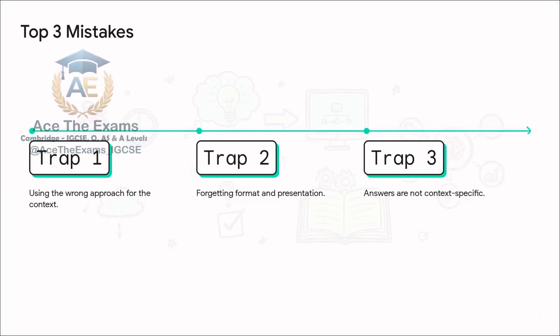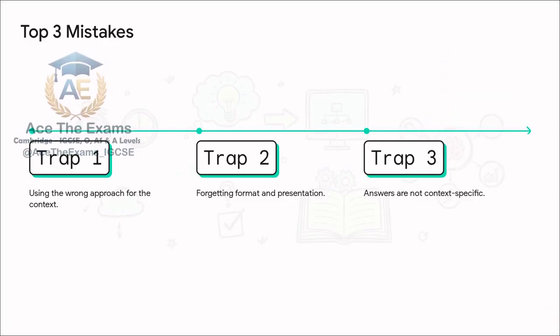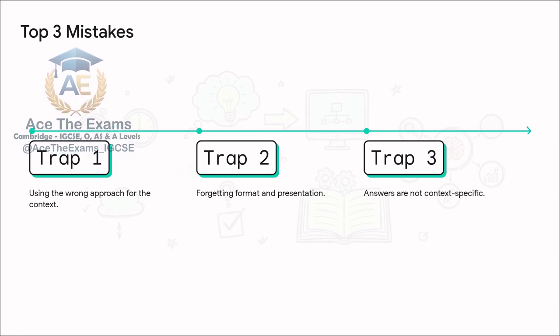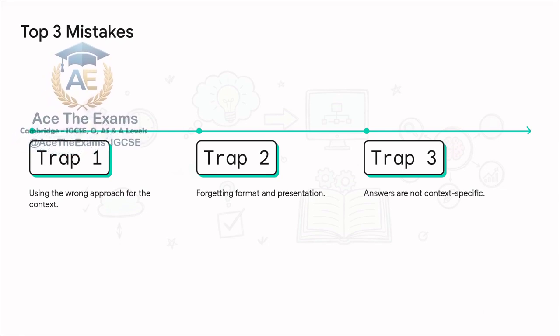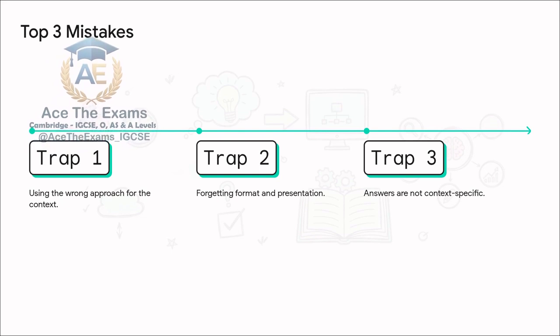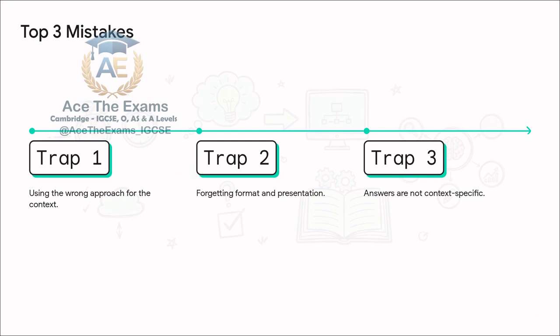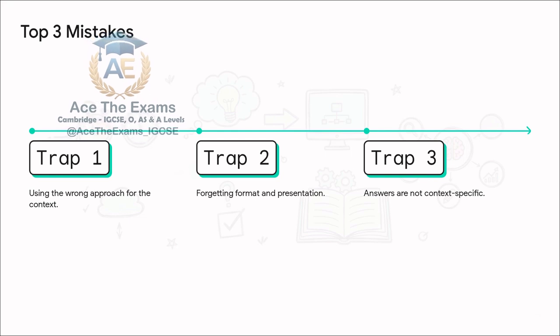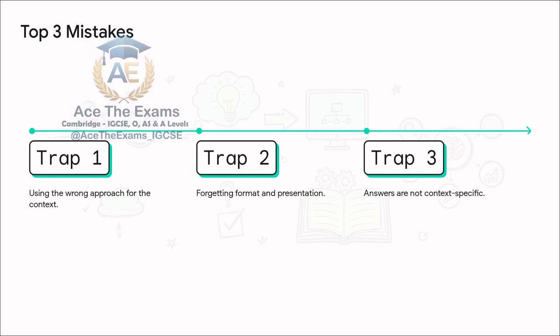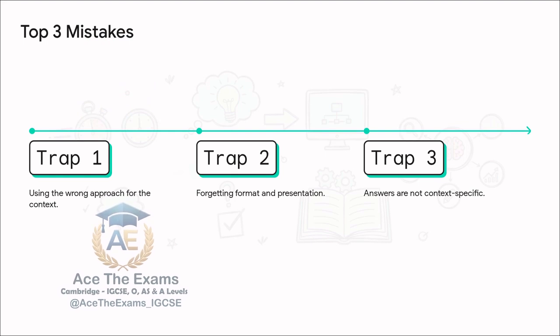Let's walk through these 3 sequential pitfalls that destroy grades. Trap number 1, wrong context approach. The exam question sets up a detailed scenario about a large corporate database server, but you write an answer about a home gaming PC. You've completely ignored the context, so your points on utility software, even if technically true, are irrelevant and score 0.